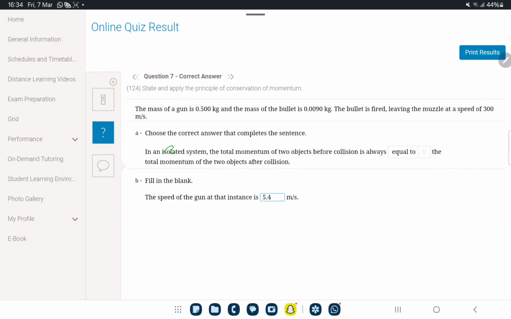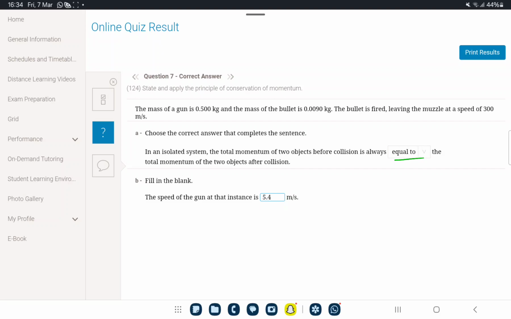For this part, in an isolated system, the total momentum of the two objects before the collision is equal to the total momentum after. Law of conservation of momentum, momentum before equals momentum after. You just have to memorize this. And they want the speed of the gun, so the mass of the gun is 0.5 and the mass of the bullet is 0.009.